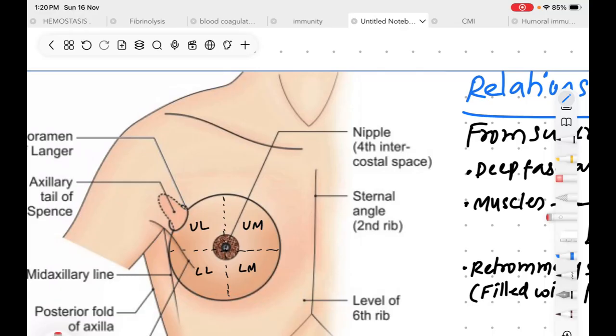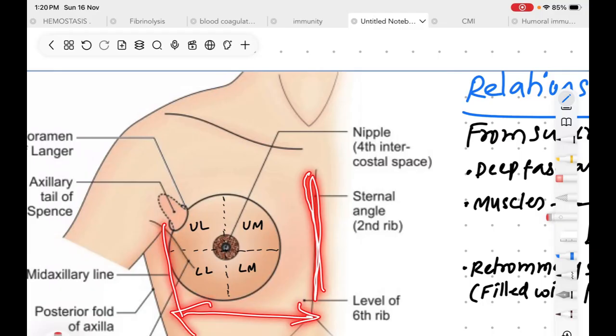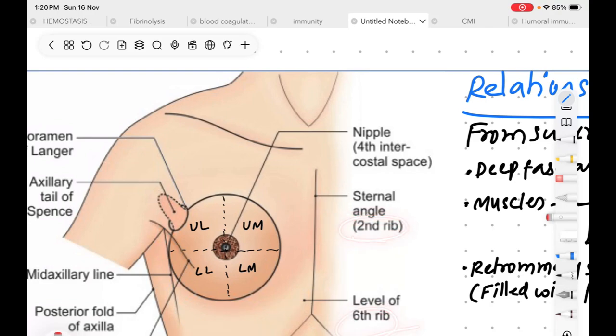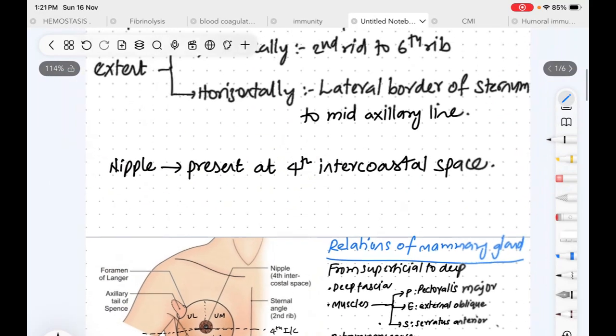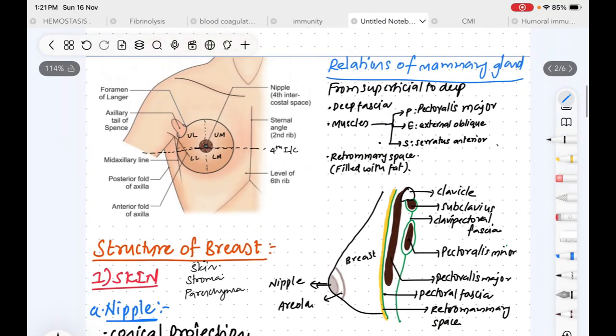Whereas what is the horizontal extension? This is from the lateral border of the sternum to the mid axillary line. So the vertical extension is from the second rib to the sixth rib, whereas the horizontal extension is from the lateral border of the sternum to the mid axillary line. And one more important point to note here is that the nipple is present at the level of the fourth intercostal space. Okay, this is about the shape and extent.